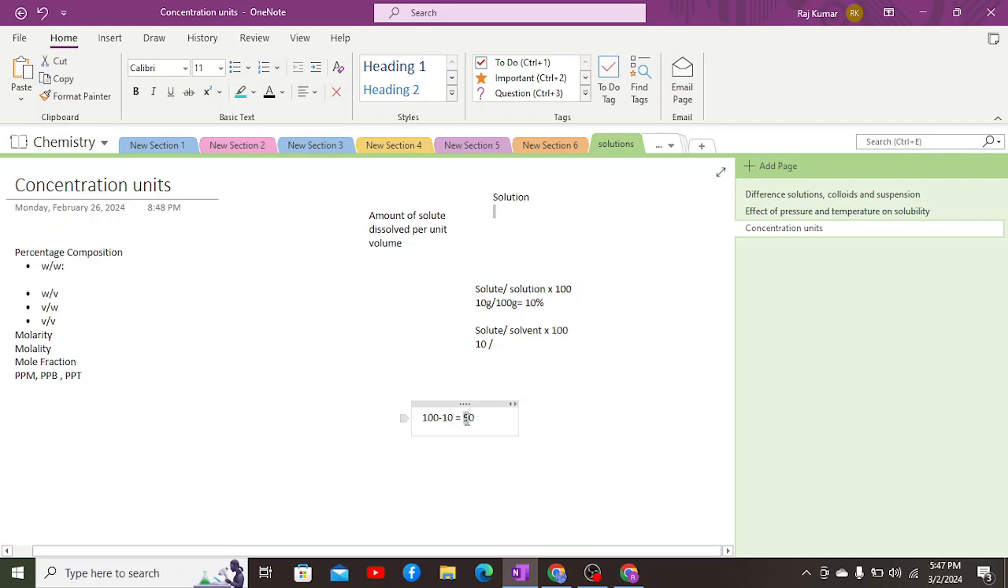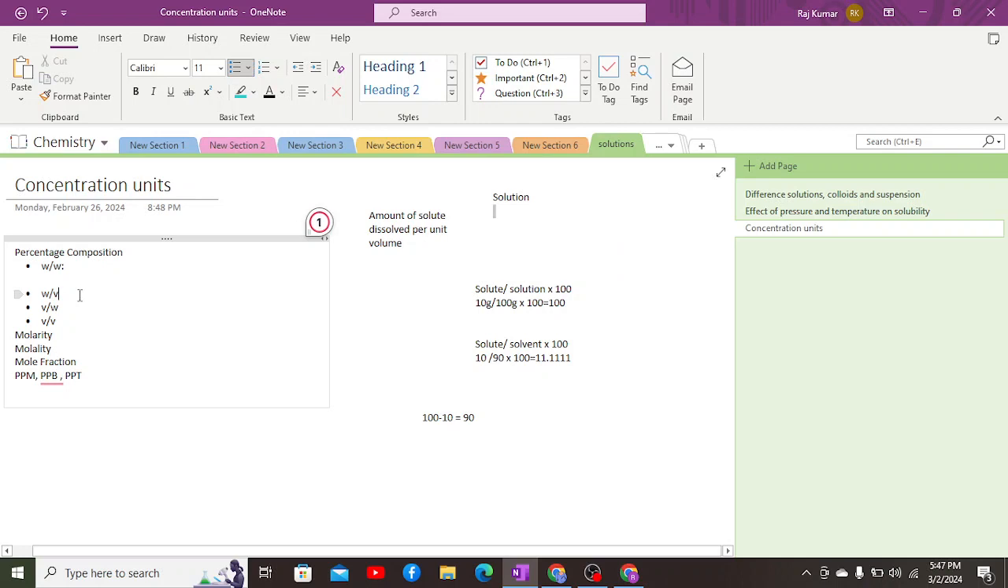This answer 90 basically shows the weight of solvent, and that is obtained whenever there is an ideal solution. If there is a non-ideal solution, then this condition will not persist. So we divide 10 by 90 and then multiply it by 100, which gives us a concentration of around 11.11%, right? And this is how we obtain the percentage.